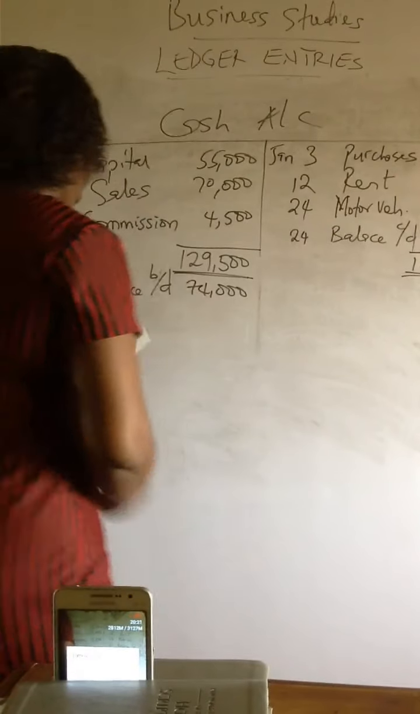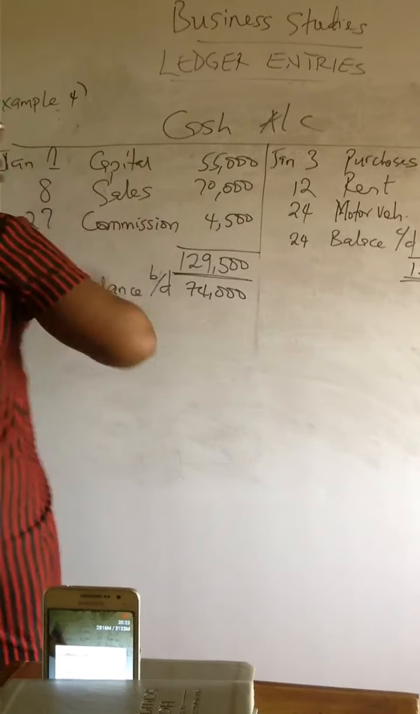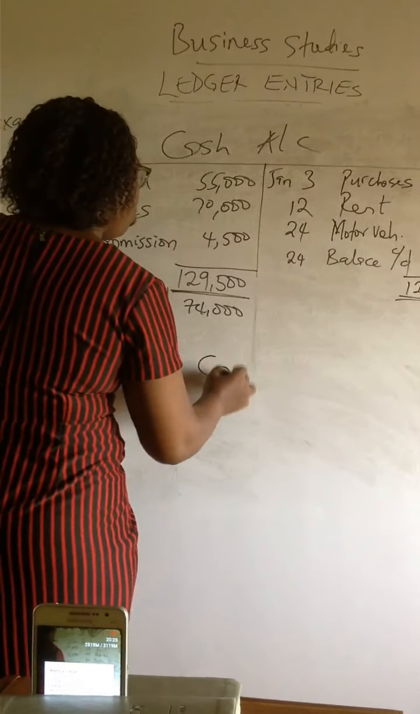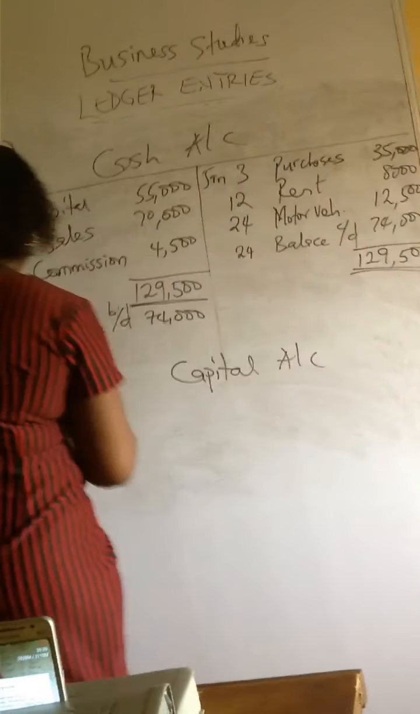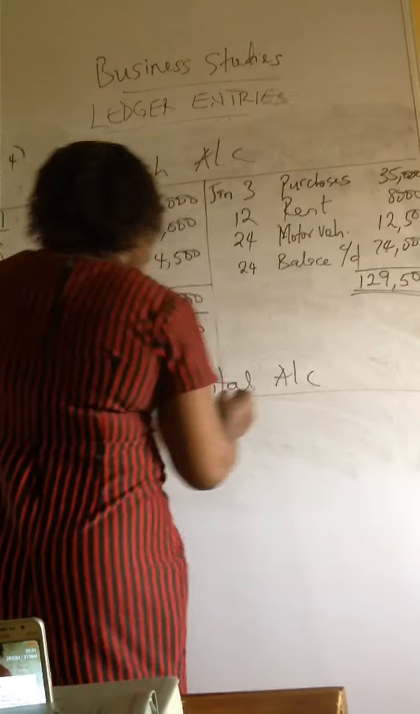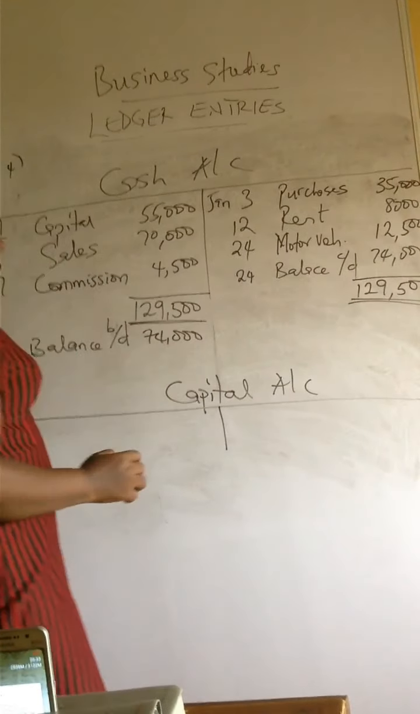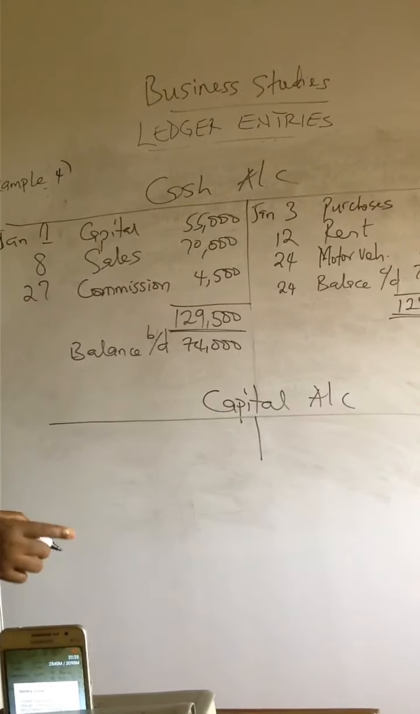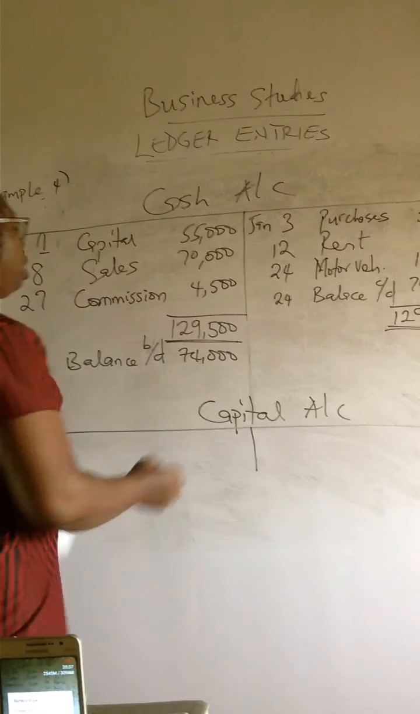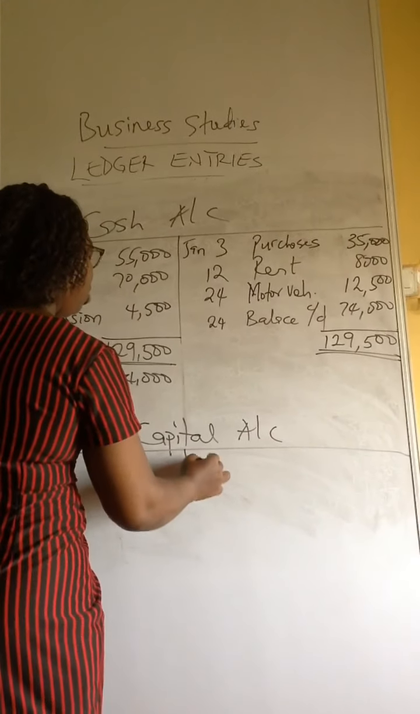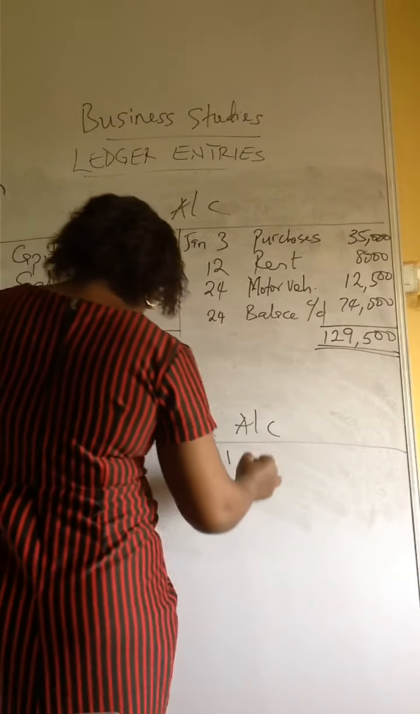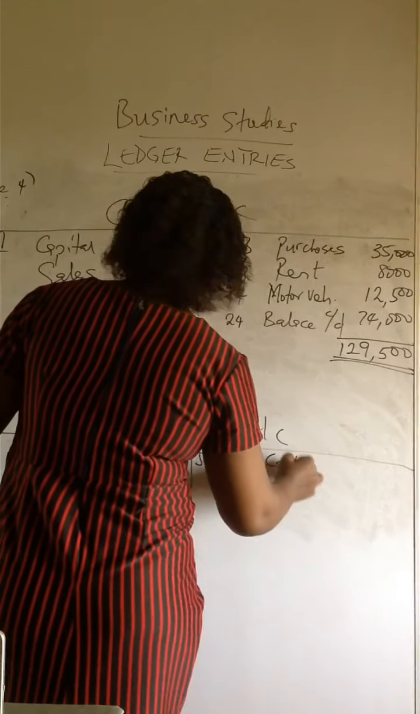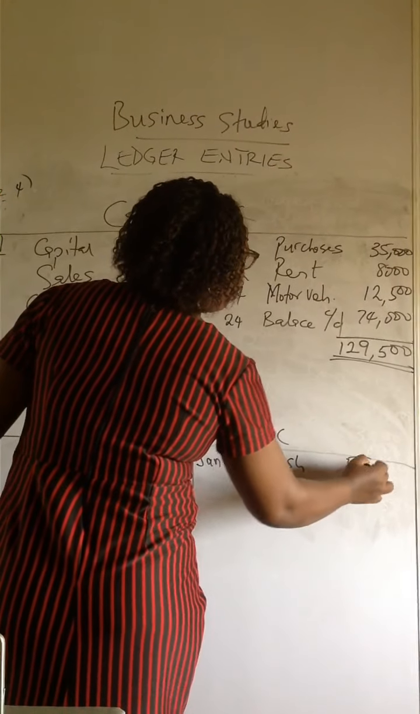Now we are going to prepare other accounts. They said we should open the individual accounts, so we'll come to capital. Capital account. Remember the double entry principle. Every debit entry must have a corresponding credit entry. So capital is debited here. In the individual account, we are going to credit it. So here, capital, you have cash, and that is 55,000 naira.